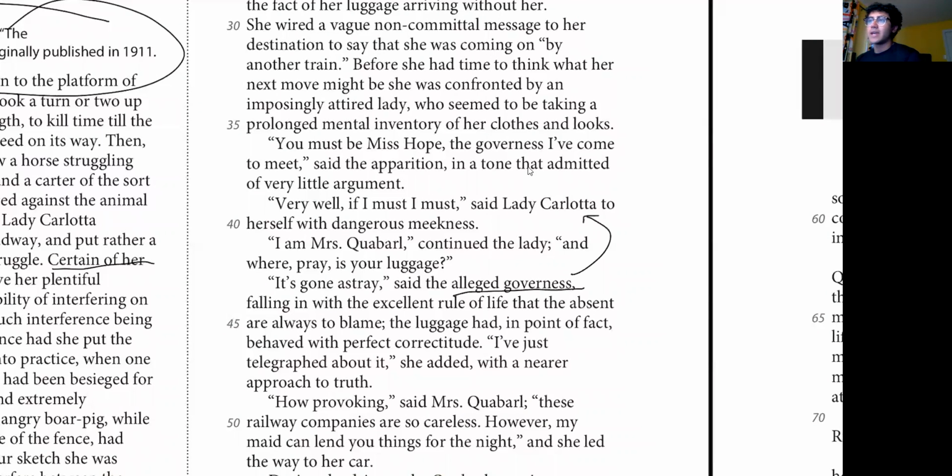Falling in with the excellent rule of life that the absent are always to blame, the luggage had in point of fact behaved with perfect correctitude. "I've just telegraphed about it," she added, with a nearer approach to the truth.